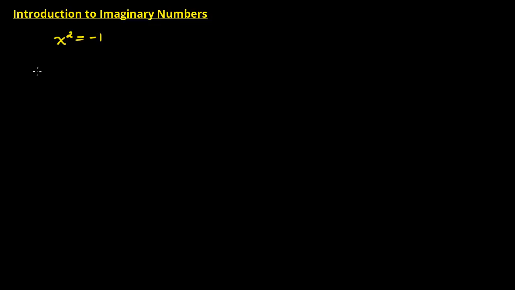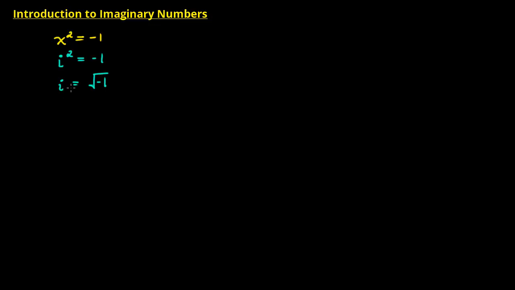So a mathematician in the 1700s came along. His name was Leonhard Euler, and he said, let's introduce an object. Let's imagine an object, i, such that when I square i, I get -1. He defined i to be the square root of -1.